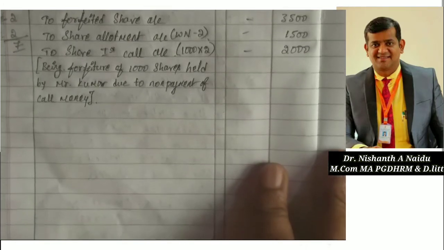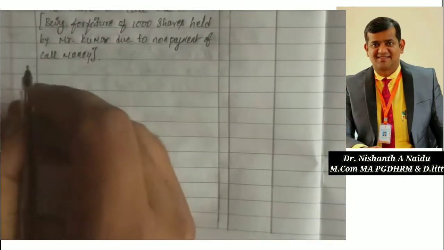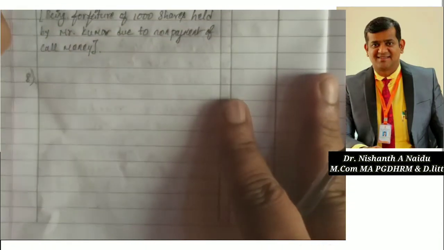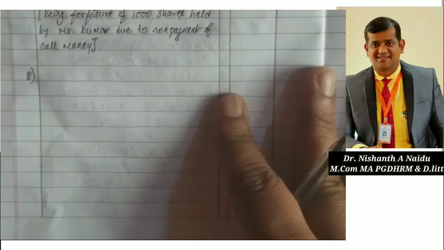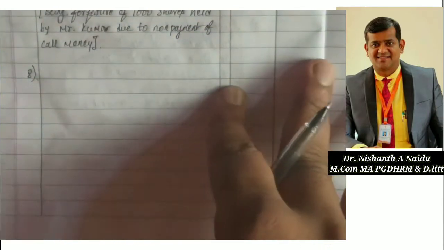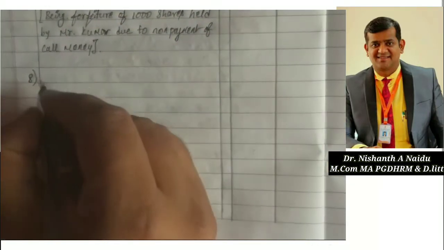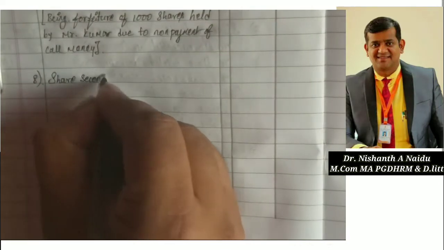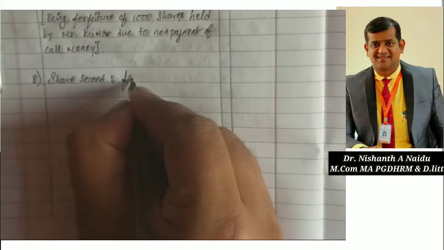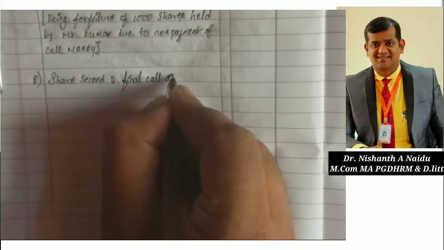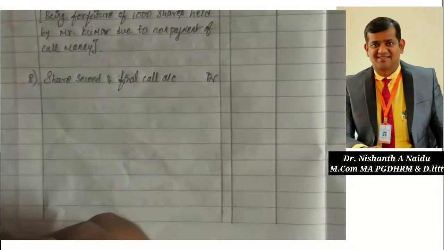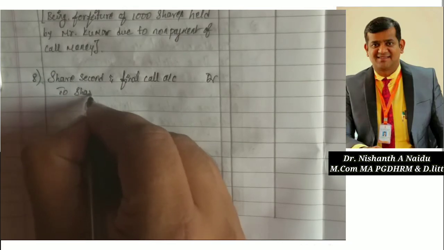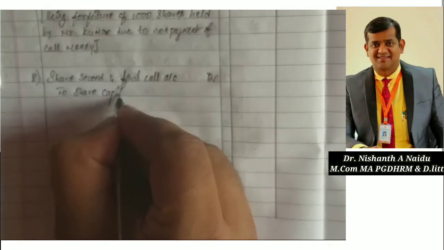So next is the 8th entry. The 8th entry is going to be a second call due entry. So let us look into the 8th entry. Share second and final call account debtor, to share capital account.